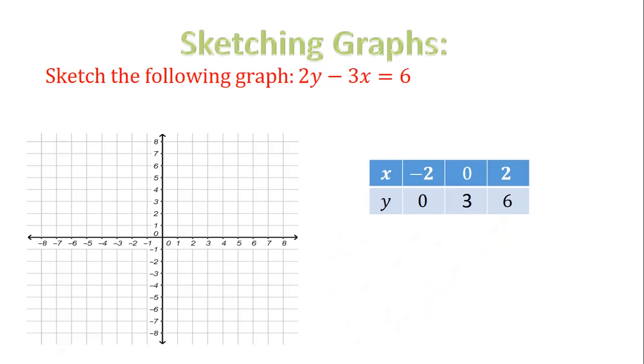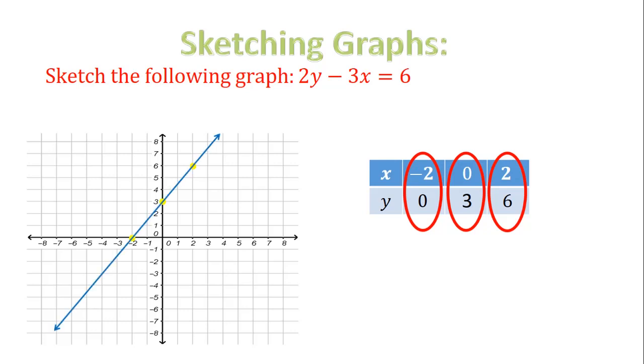So let's draw the graph. My first point, -2, 0. I plot that point. My second point, 0, 3. Again, I plot that point. My last point, 2, 6, and I plot that point. Now I've got my 3 points. I take my ruler and I draw a line through all 3 dots. Notice there's an arrow at the top and the bottom, or the beginning and the end of the line. Lastly, I label my line or my graph. So there it is. I've drawn my graph.